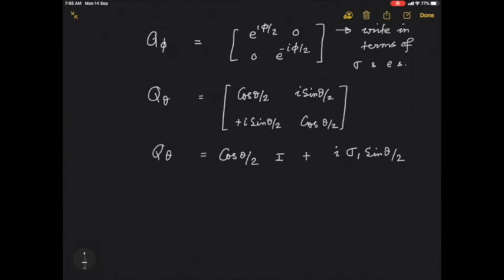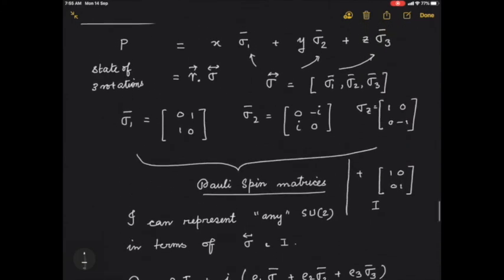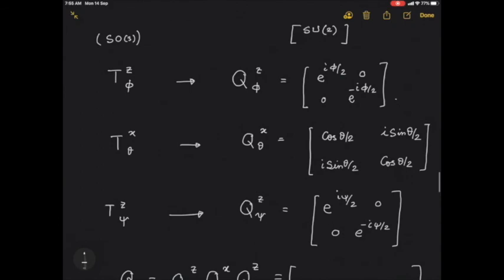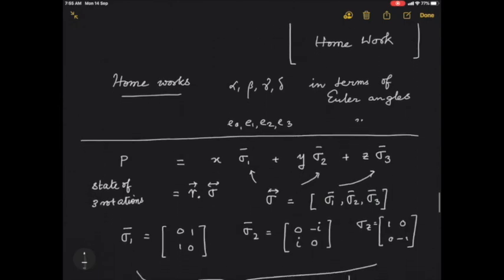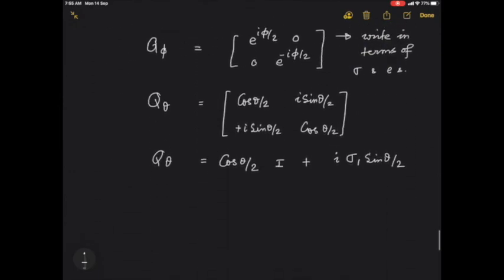So you can actually write all the three Q's I have written here in terms of the sigmas. Okay, so that's all your homework. I'll not go into any further detail. Let me tell you one interesting thing.